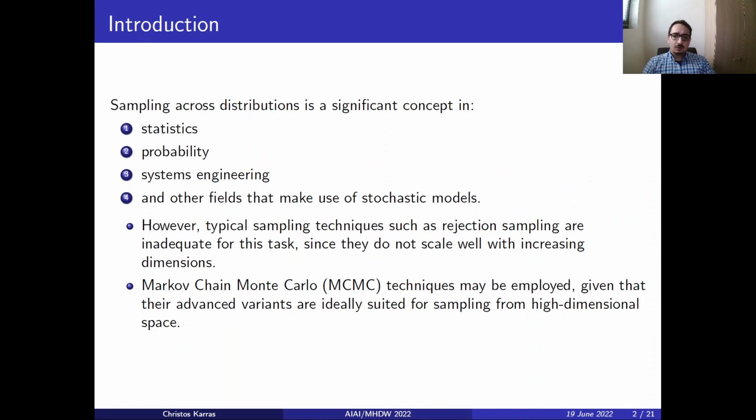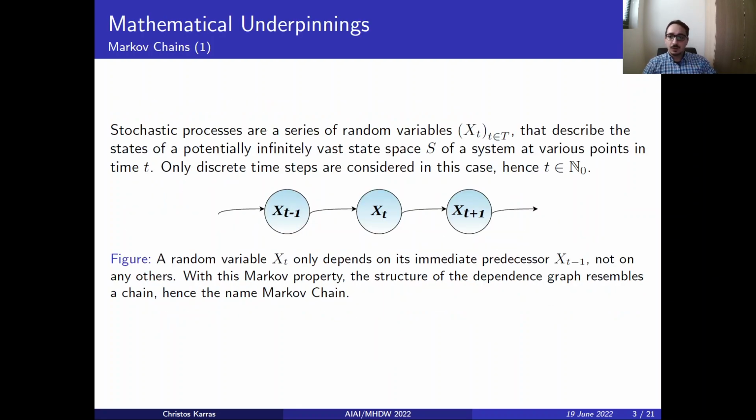Generally, sampling across distributions is a significant concept in statistics, probability theory, systems engineering, and any other fields that utilize stochastic models. However, typical sampling techniques, such as rejection sampling, are not capable for this task as they don't scale well with increasing dimensions. Markov Chain Monte Carlo (MCMC) techniques can be employed, given that their advanced versions or variants are well suited for sampling from high dimensional spaces.